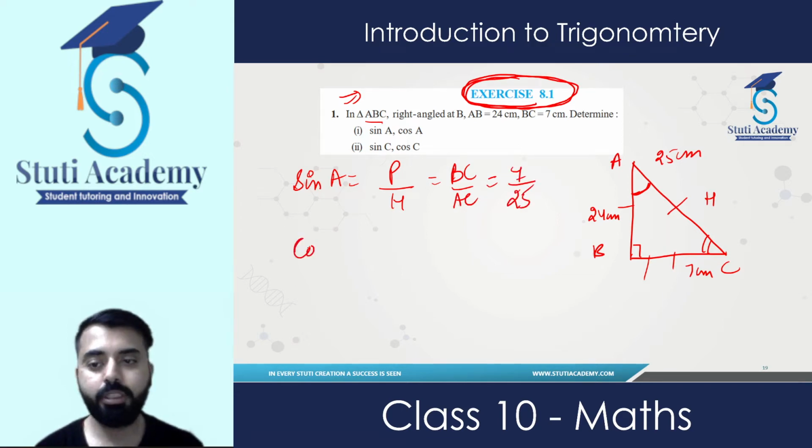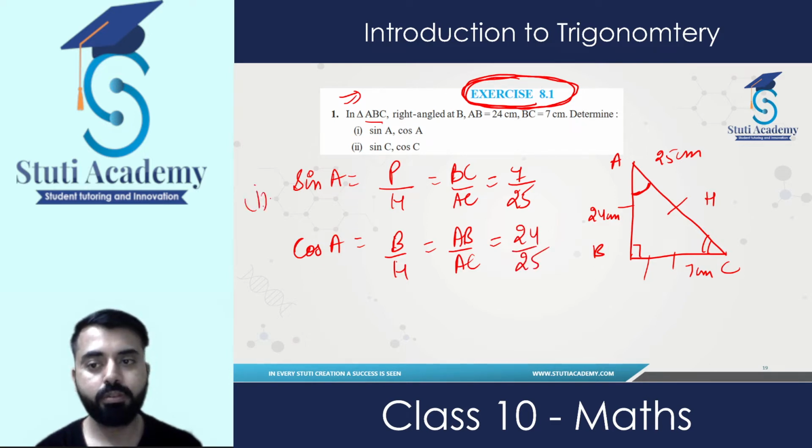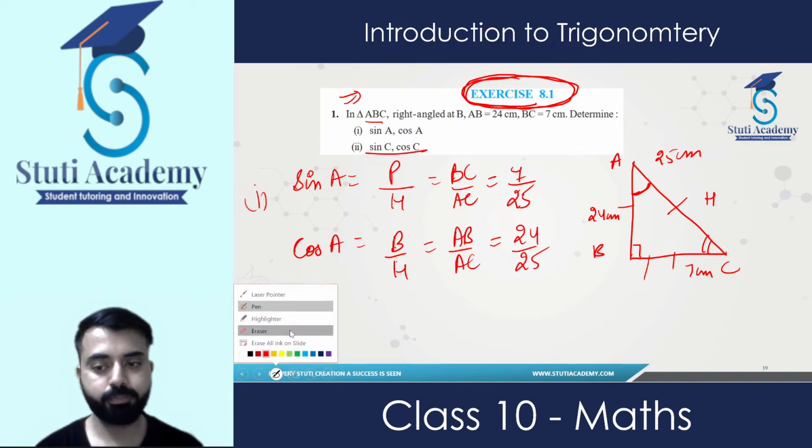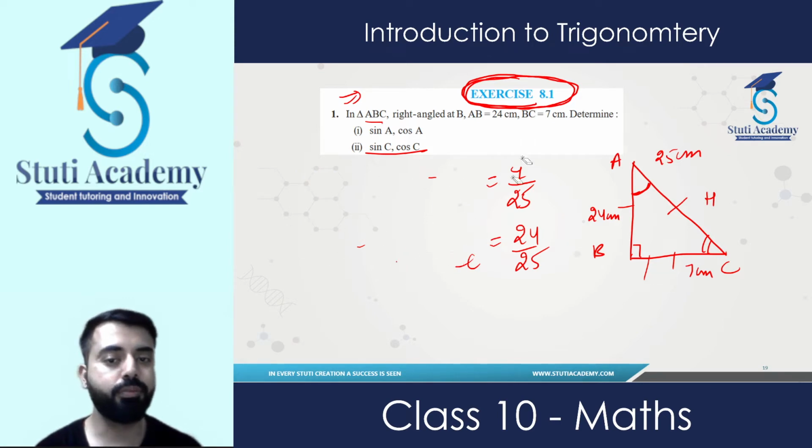Now I have to calculate cos A. Cos A will be base over hypotenuse, which will be AB over AC, which is 24 by 25, right? Now I have to find out sine C and cos C. So now what will happen? My perpendicular and base will be interchanging.